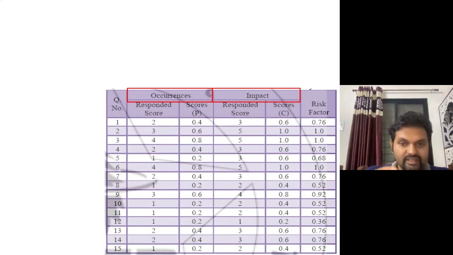Okay. Now see for the 11th. Now just take care of the 11th point. Right? 11th point: force majeure risk. What is the force majeure risk? Like natural disaster, earthquake, flood, tsunami.